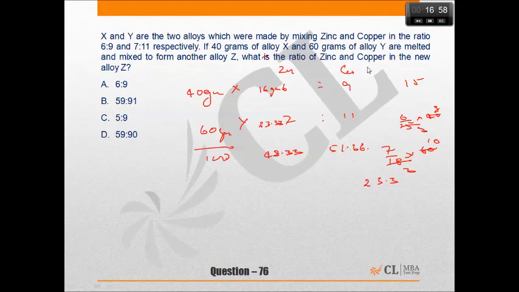What is the ratio of zinc and copper? What is the ratio of zinc and copper? 40 grams of X and Y. 6 by 15, 7 by 11. And copper in the new alloy. I am getting a very close number, but none of the choices are that close. So this is 16 and this is 24. Okay, and this is 23.